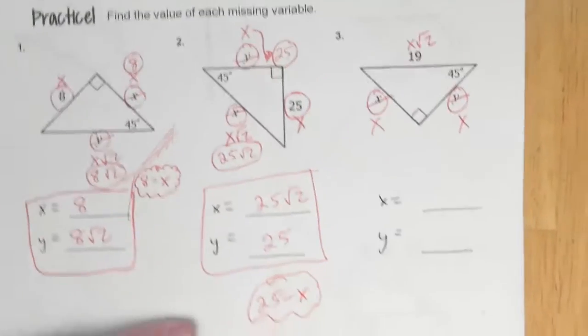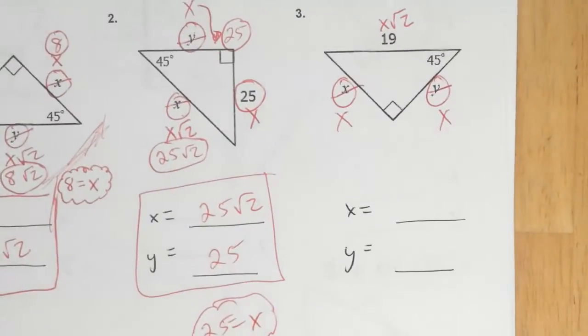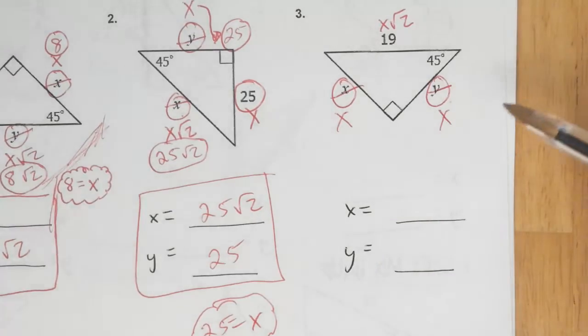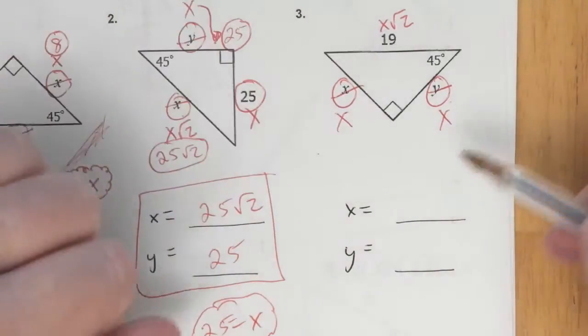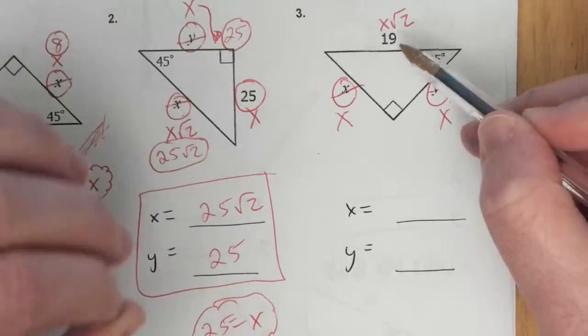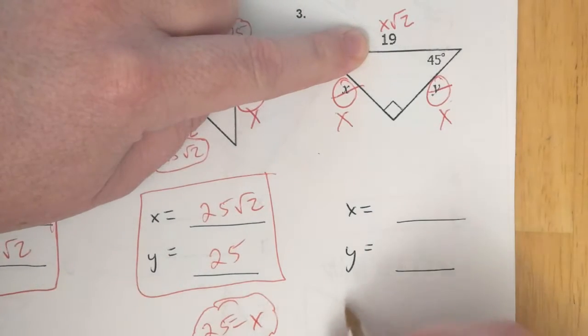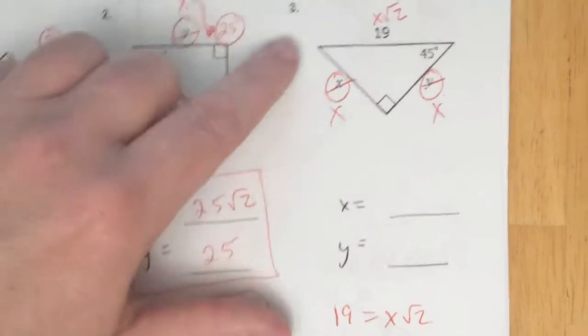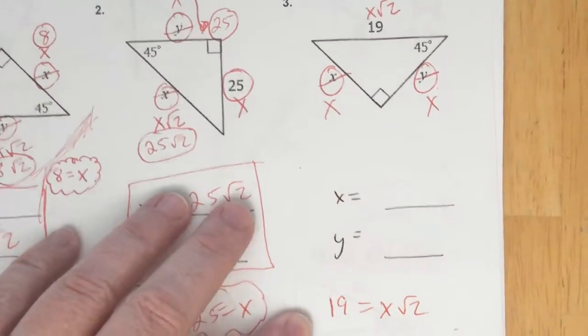Okay. So for this one, step 1, ignore your variables. Step 2, label x radical 2. Step 3, solve for x. Set the side number, which is a 19, and I'll write it down here. So 19 is equal to x radical 2. All right, so I'm going to bring this down here, and I'm going to zoom in.